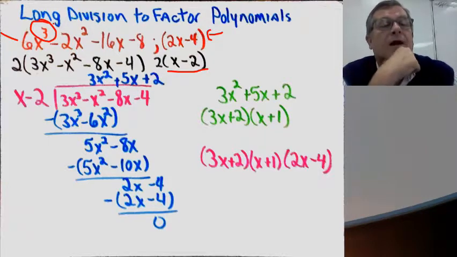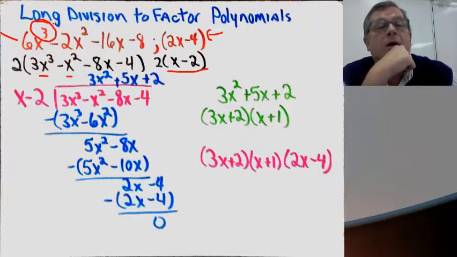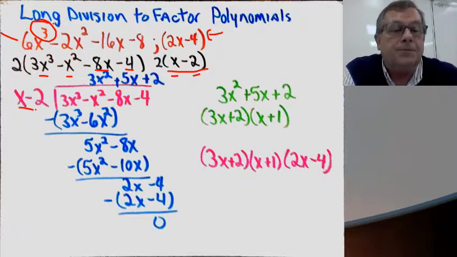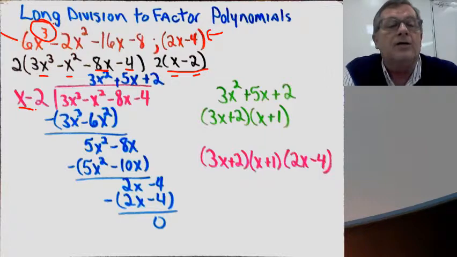And when I factor out 2, that leaves me 3x cubed minus x squared minus 8x minus 4. And my factor now goes to x minus 2. This is what I'm going to use as my divisor in my long division. So I set up my long division. I got x minus 2, and I'm going to divide it into 3x cubed minus x squared minus 8x minus 4.